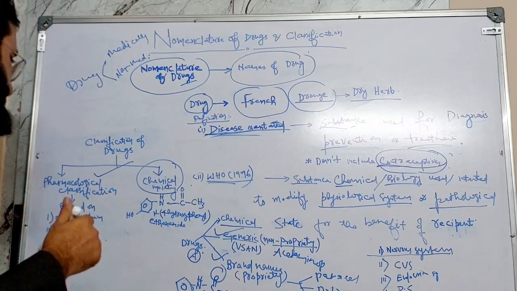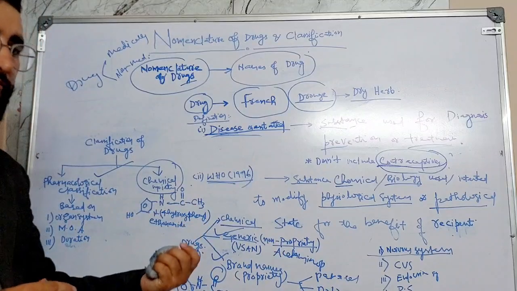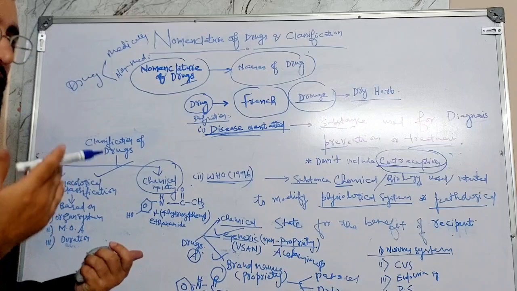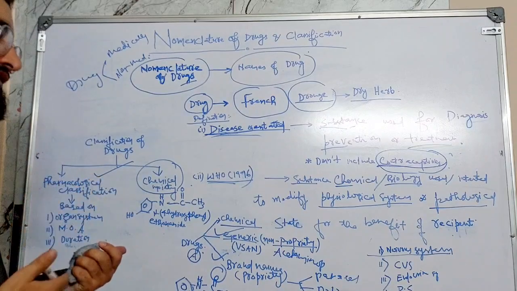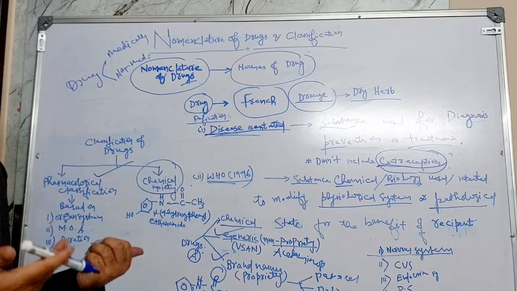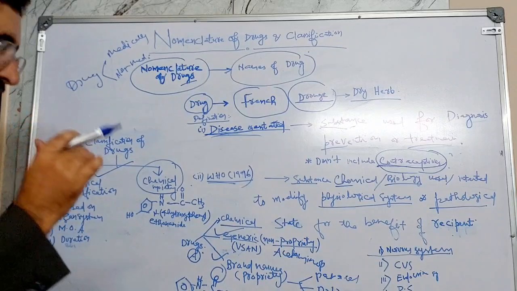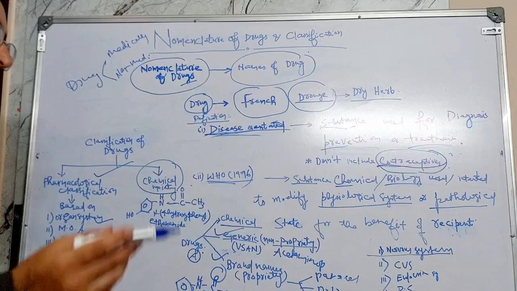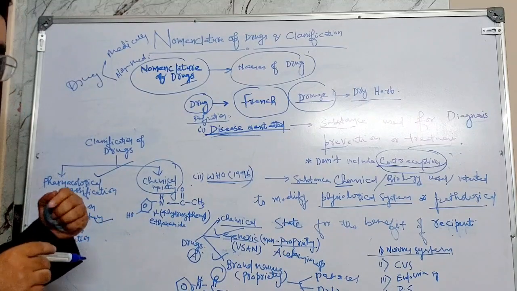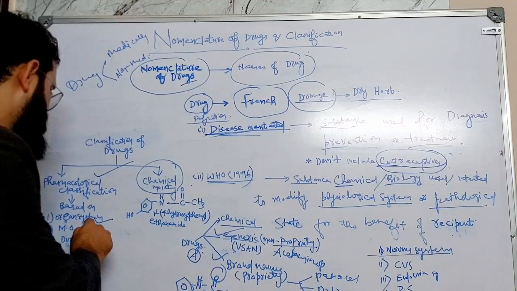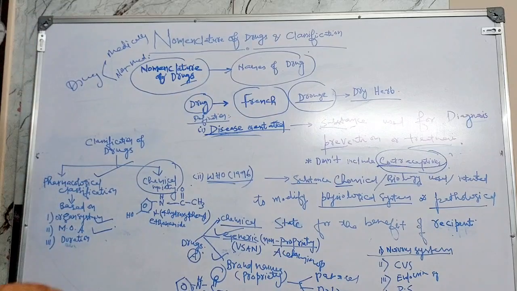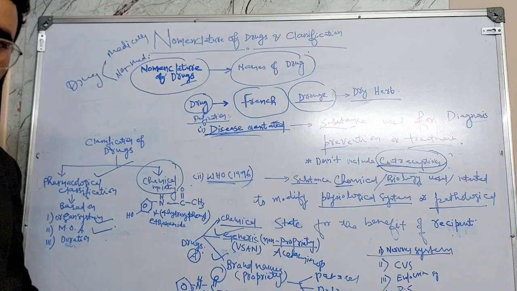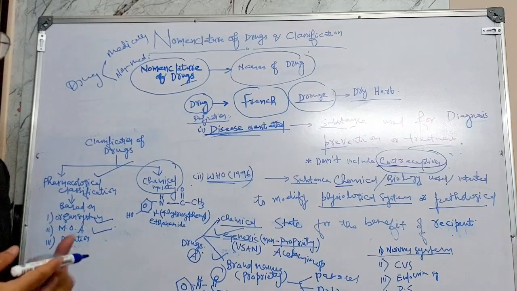Pharmacologically, the classification is based on, for example, the organ system. For example, drugs acting on the nervous system, or on the central nervous system, or drugs acting on the kidney. So it depends on the organ system in which it is used. And we can also give the pharmacological name of a drug based on the mechanism of action. For example, paracetamol reduces fever, so we can call it an antipyretic.